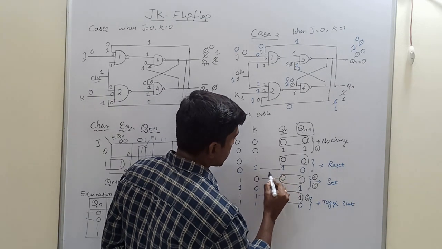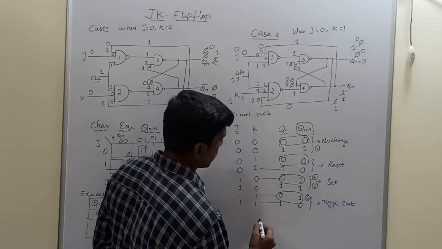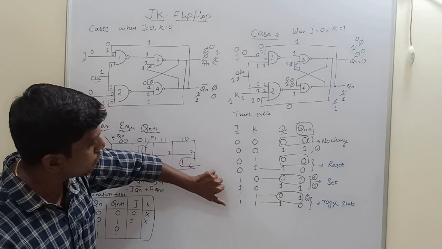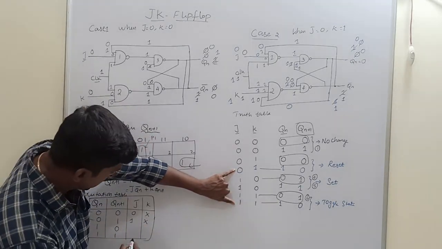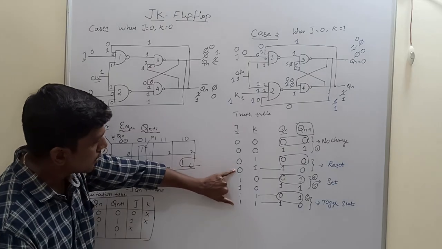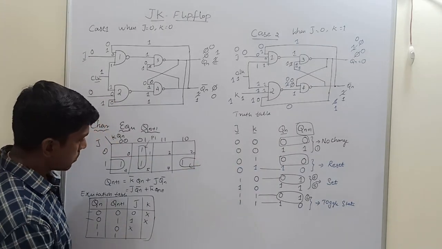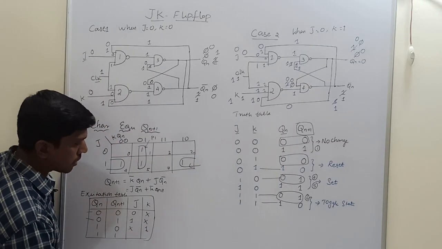Then the third case, Qn 1, Qn plus 1 is 0. So 1, 0, then 1, 0. So I just check these two rows. So here the J value is 0, 1. So 0, 1 represents don't care. Then 1, 1. The same value is written here.